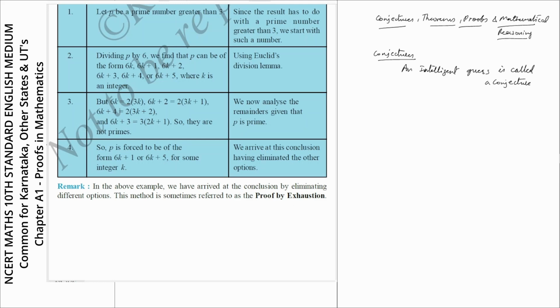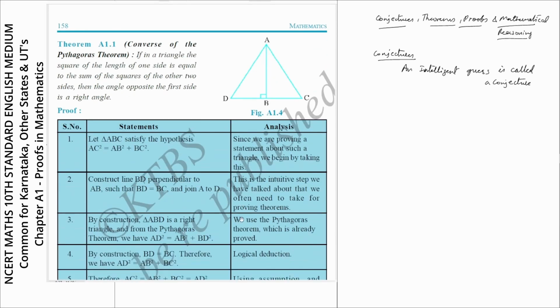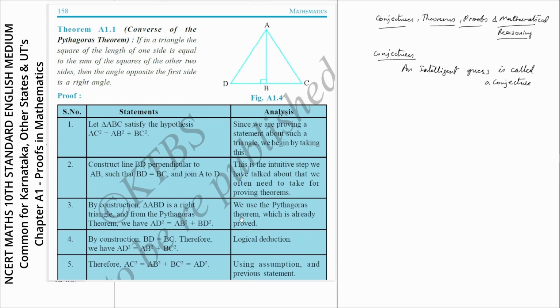The next example in this chapter is the converse of Pythagoras theorem. So we need to prove this theorem using deductive reasoning. What this theorem says: if in a triangle the square of the length of one side is equal to the sum of the squares of the other two sides, then the angle opposite to the first side is a right angle. So ABC is the triangle in which AC square is equal to AB square plus BC square. Here you can see the hypothesis is that ABC is a triangle where AC square is equal to AB square plus BC square. Now by deductive reasoning I should prove this theorem.